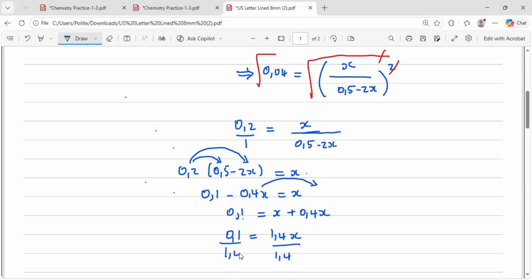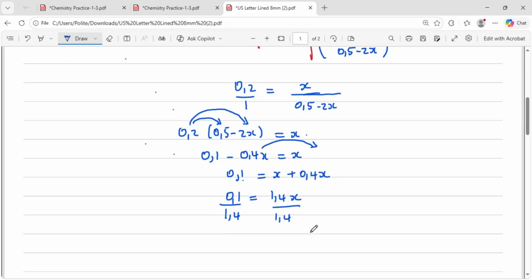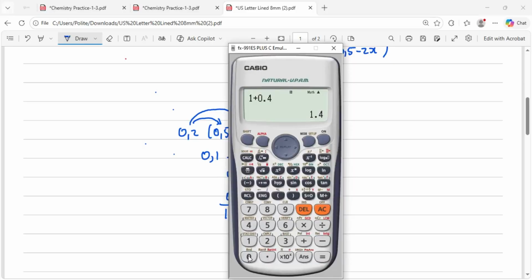Divide both sides by that 1.4. Therefore, when you calculate, what do you get? What is your x equal to? So this will be 0.1 divided by the answer. This gives us an answer of 0.071. Please just avoid that bar on top. It just tells you that those numbers are repeating or something, but just write the 0.